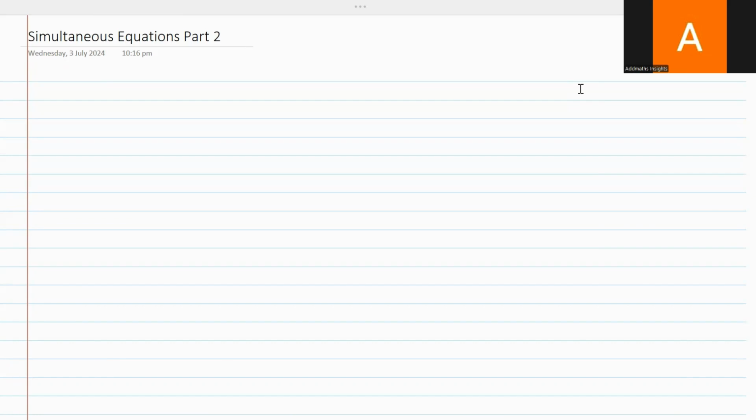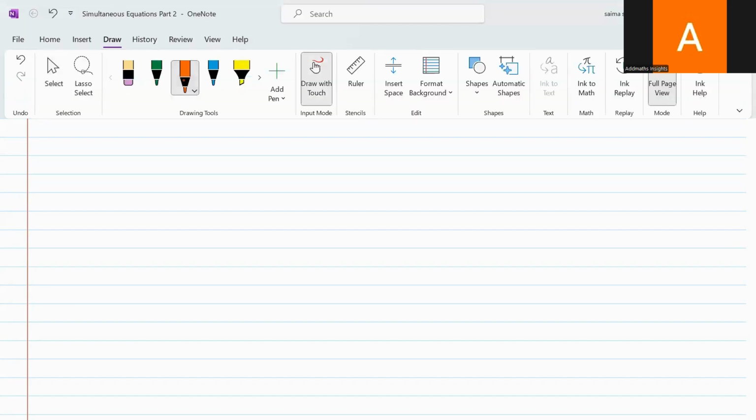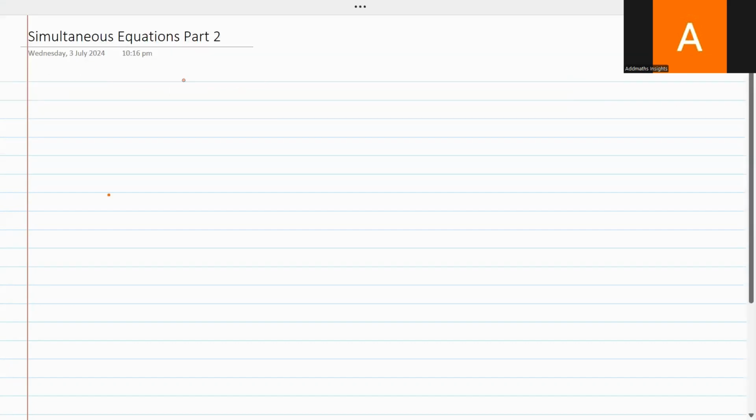In this video, you will learn to solve simultaneous equations in which one of them is linear and the other is quadratic. So first I give you some examples. Example 1.